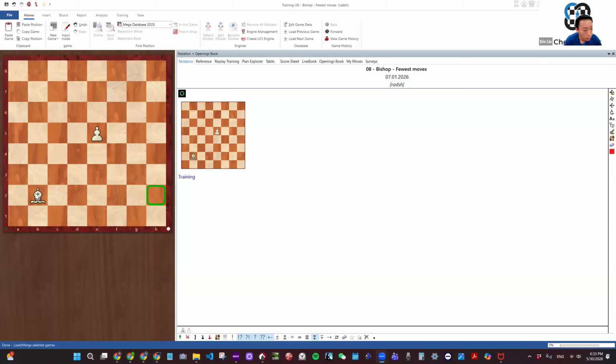So first of all, the shortest number of moves for the bishop to go from b2 to h2 is 3, right? Because the bishop cannot capture this pawn. So it can move here, then down, and then here. That's 3 moves. It can move to d4, to g1, and then to h2. Or it can move to c1, f4, and then to h2. That's the answer. 2 different answers.